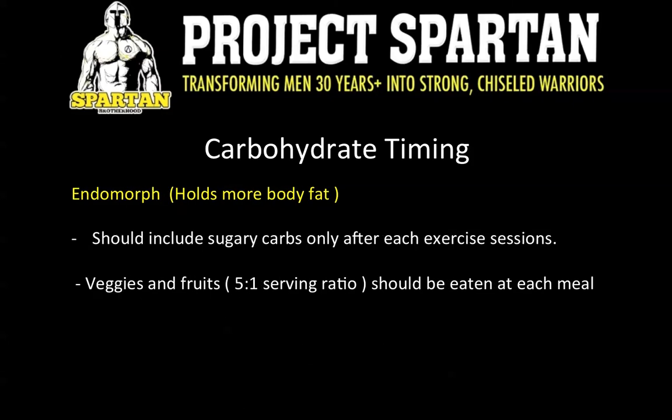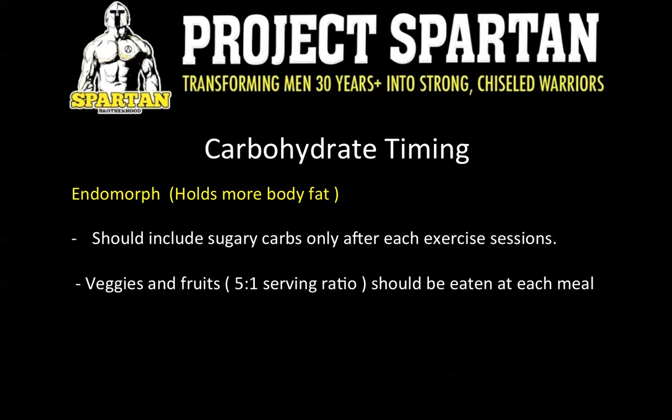And lastly, endomorph. So endomorph, again, naturally holds onto a lot of body fat, so should only really include the sugary carbs after each exercise. Similar to the other somatotypes, that would be the best time, fat loss wise, to consume it. Veggies and fruits, you're looking at a lot higher ratio, so higher amount of your veggies to your fruit. So again, your carbohydrate intake is going to be around about kind of 20%, 25%, sorry, if you're looking to lose body fat, and you're kind of eating those with each meal.